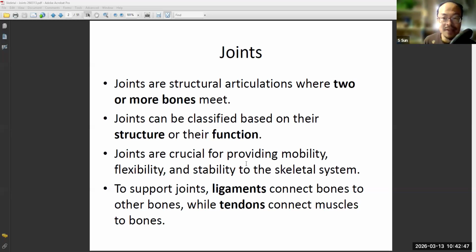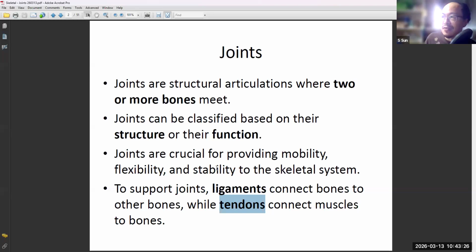A joint is not just the joint itself. When we study it, we look at different joints, and we classify different joints. But it's not just joints and bones. We also have ligaments, additional connective tissue that connects bone and bone. And we also have tendons. A tendon is the part of the muscle that connects muscle to the bone. Altogether, this stabilizes and supports the joints.